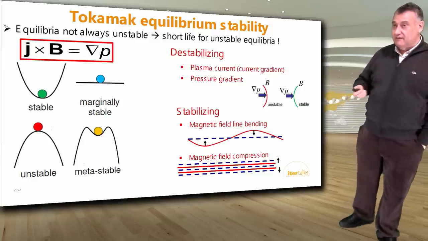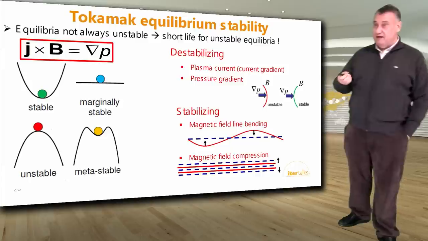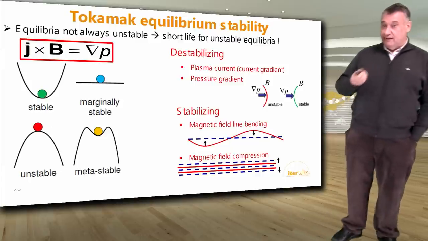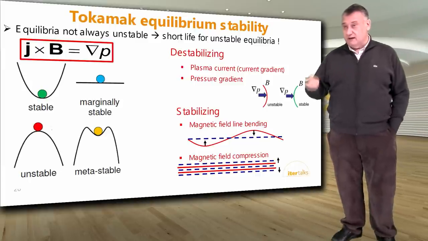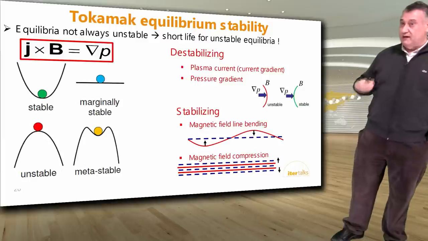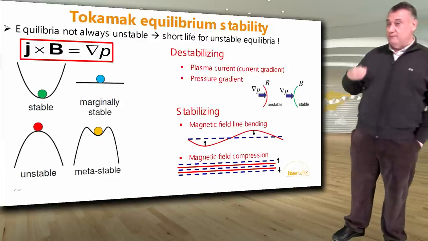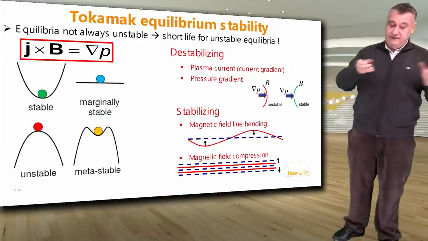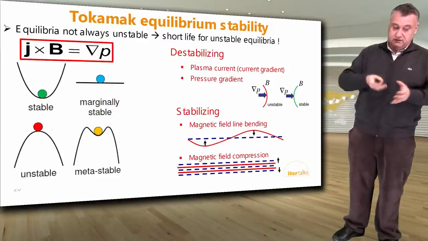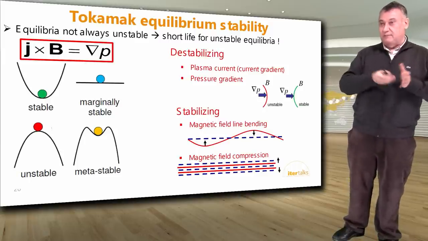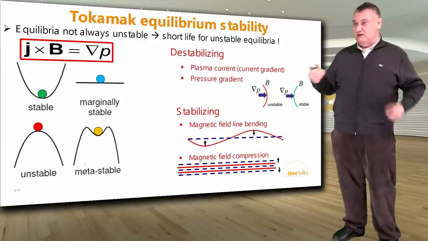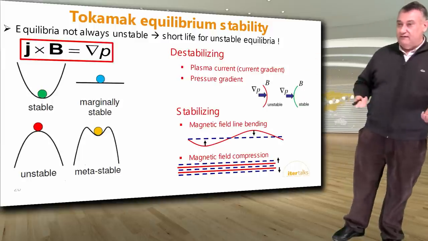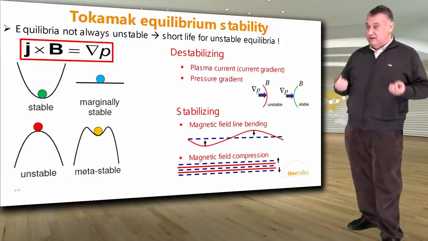Mechanisms of the magnetic field that are stabilizing are the plasma current. The higher the plasma current and the higher the pressure gradient can actually trigger instabilities. The expansion of the plasma on the high field side of the torus, so on the inside of the donut, actually is stable, but on the outer side, it can lead to instabilities. The field line itself provides stabilization.